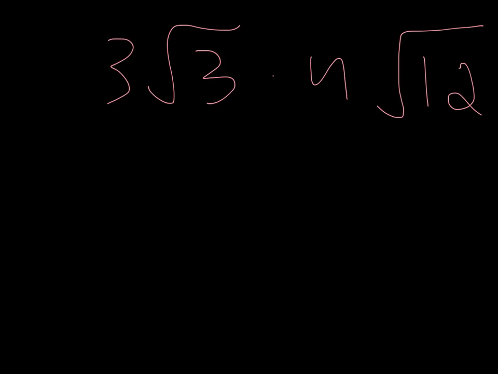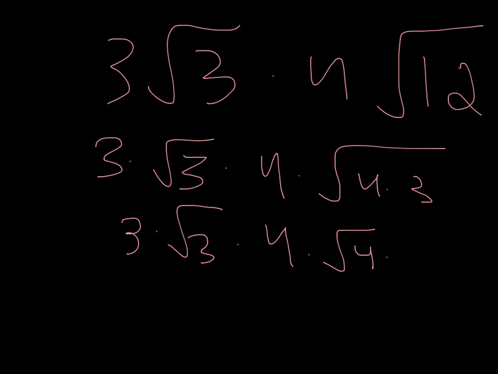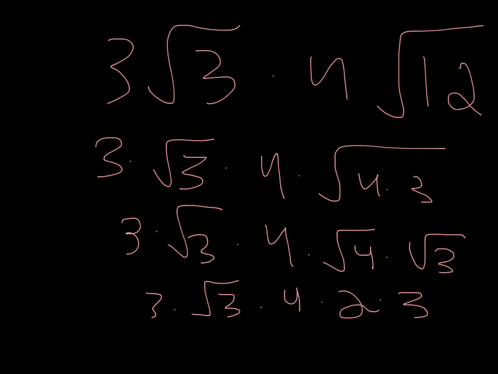However, 12 can still be factored. 3 times root 3 times 4 times the square root of 4 times 3, which simplifies to 3 times root 3 times 4 times the square root of 4 times the square root of 3, or 3 root 3, 4 times 2 times the square root of 3. Now we're at 3 root 3 times 4 times 2 times root 3.